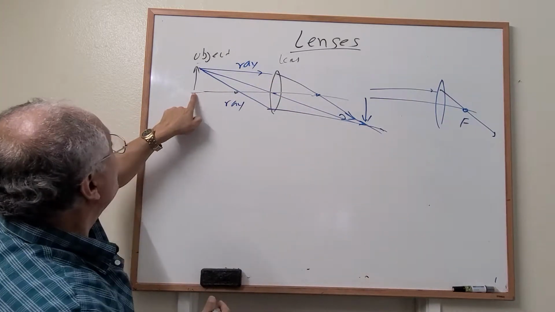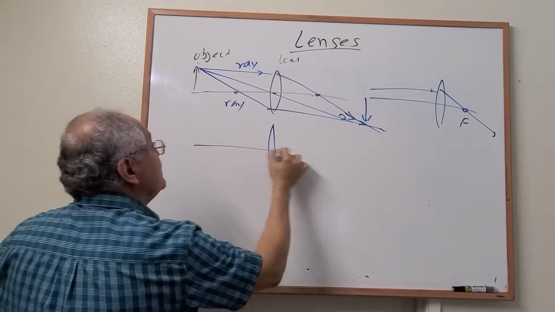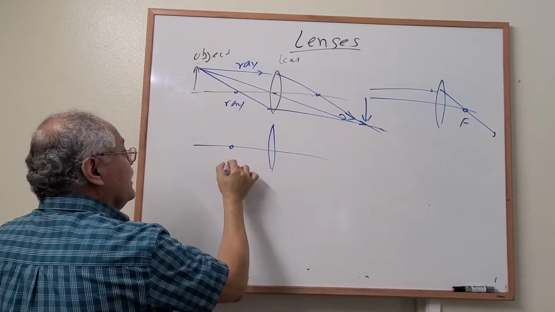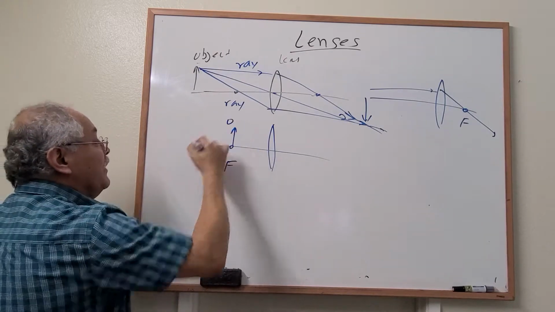Now let's move the object one more time. This is the lens. This is the focal point F. Now let's place the object right there. Okay, object, perfect.